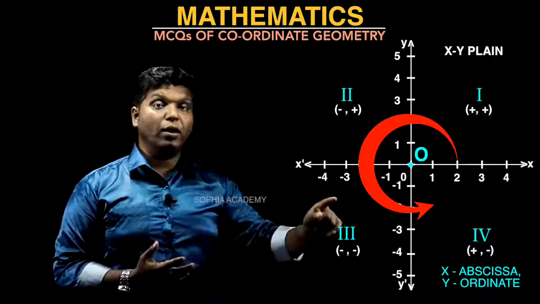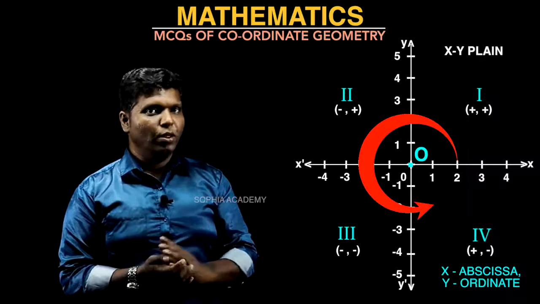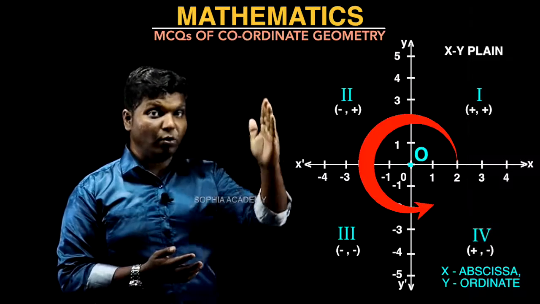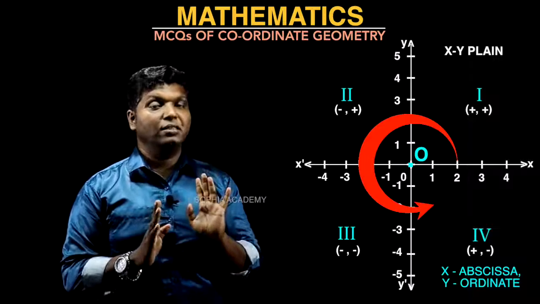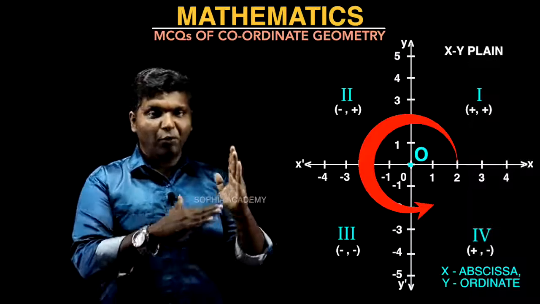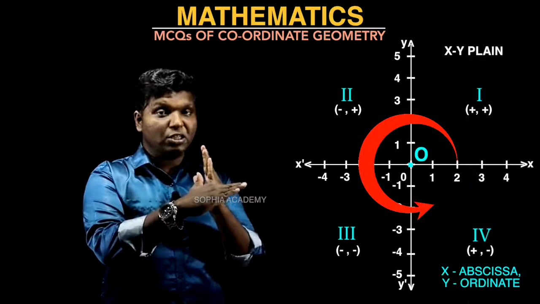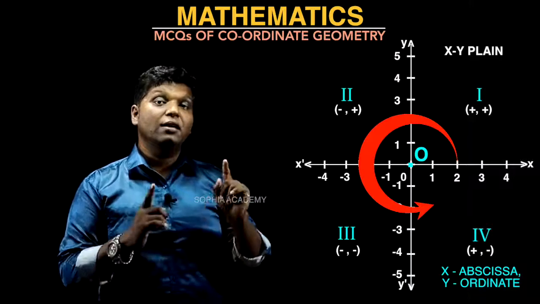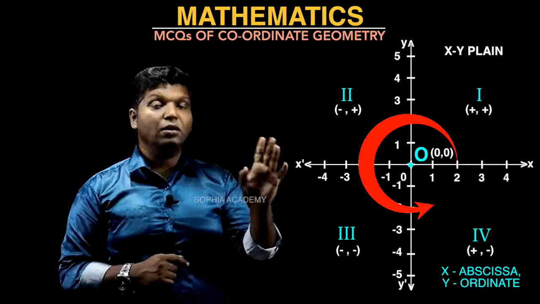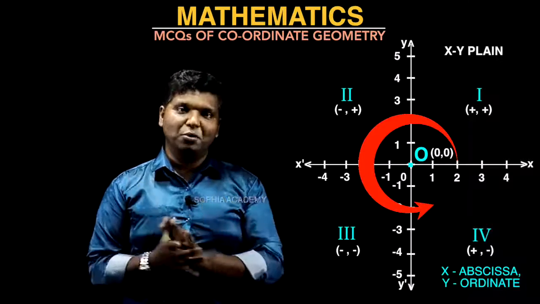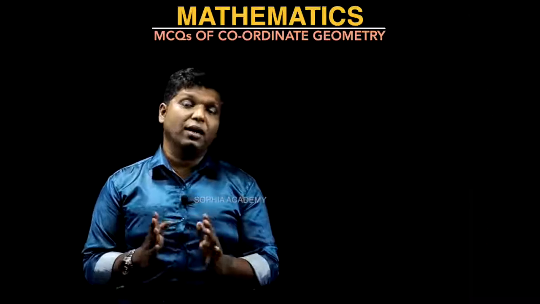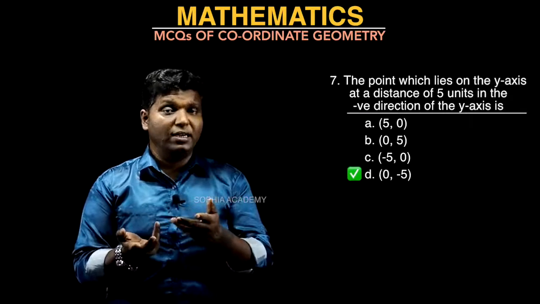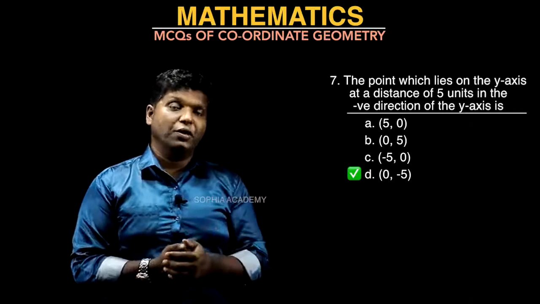And if you're taking any point on the x-axis, the y coordinate will be 0. And if you're taking any point on the y-axis, its x coordinate will be 0. The point where these two axes meet is called the origin, and the coordinates of the origin are (0, 0). It is represented by the letter O. This is the thing which you have to understand. From this, very fast you can locate the point, where it is, how far it is, and what the orientation of that point is.